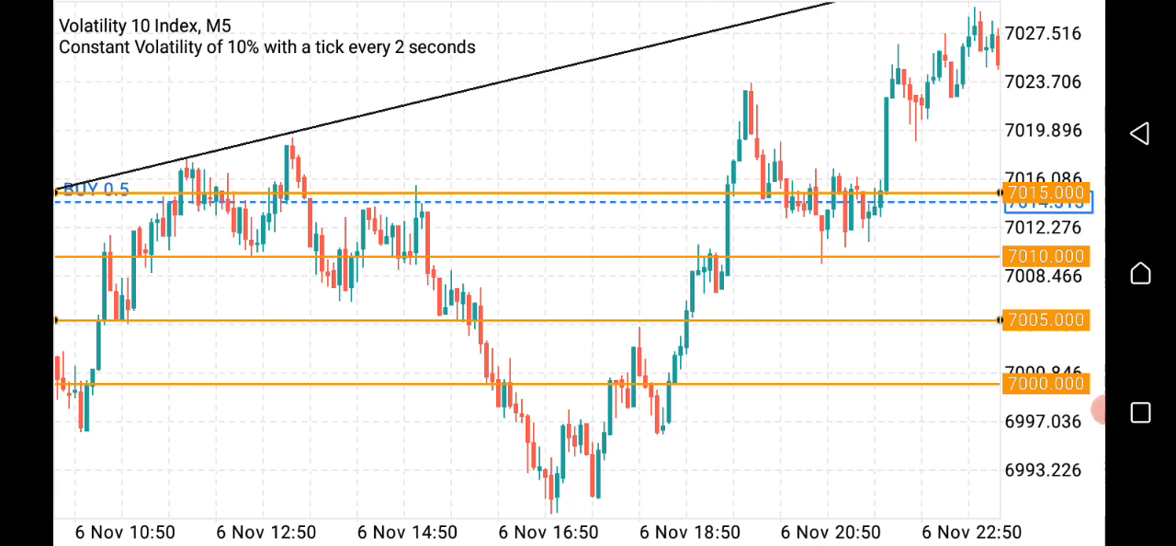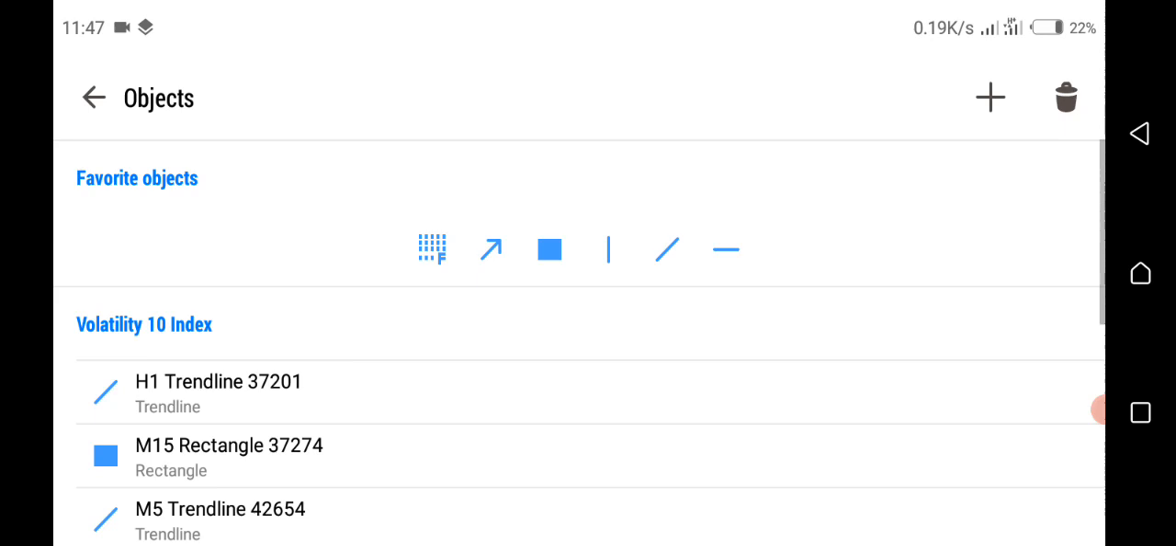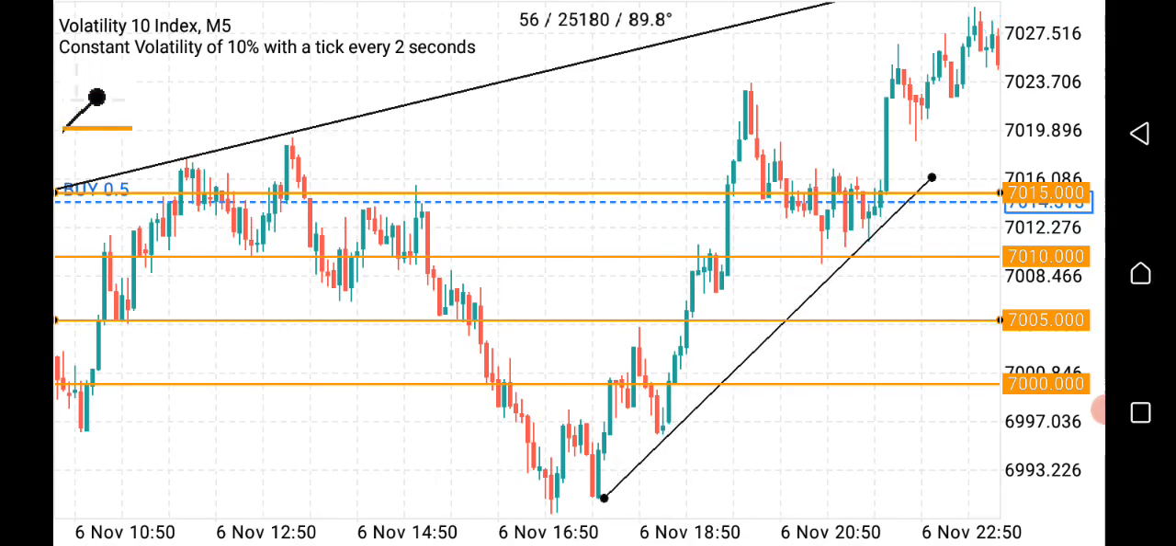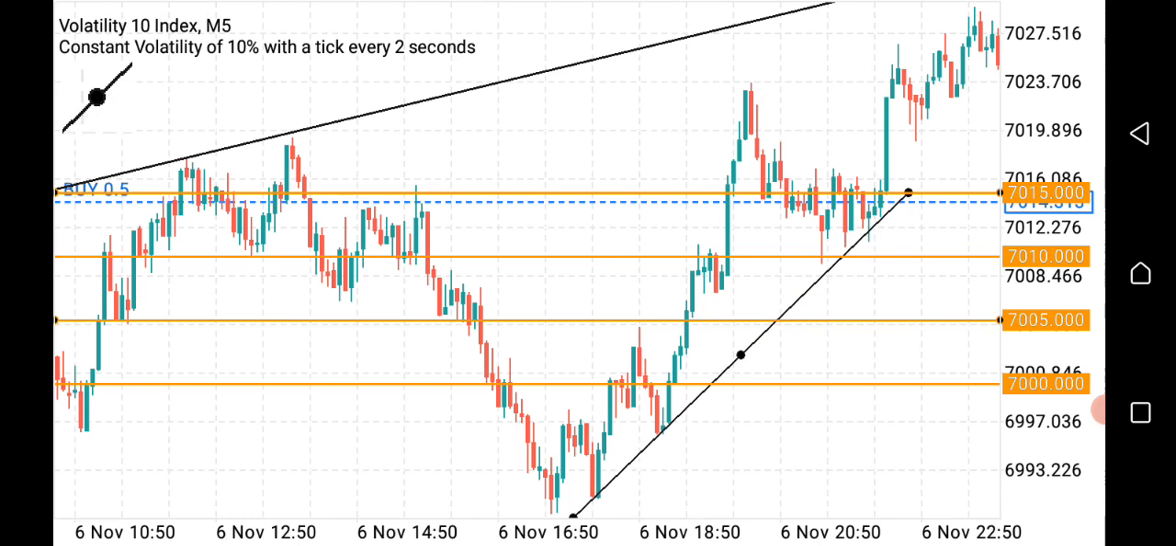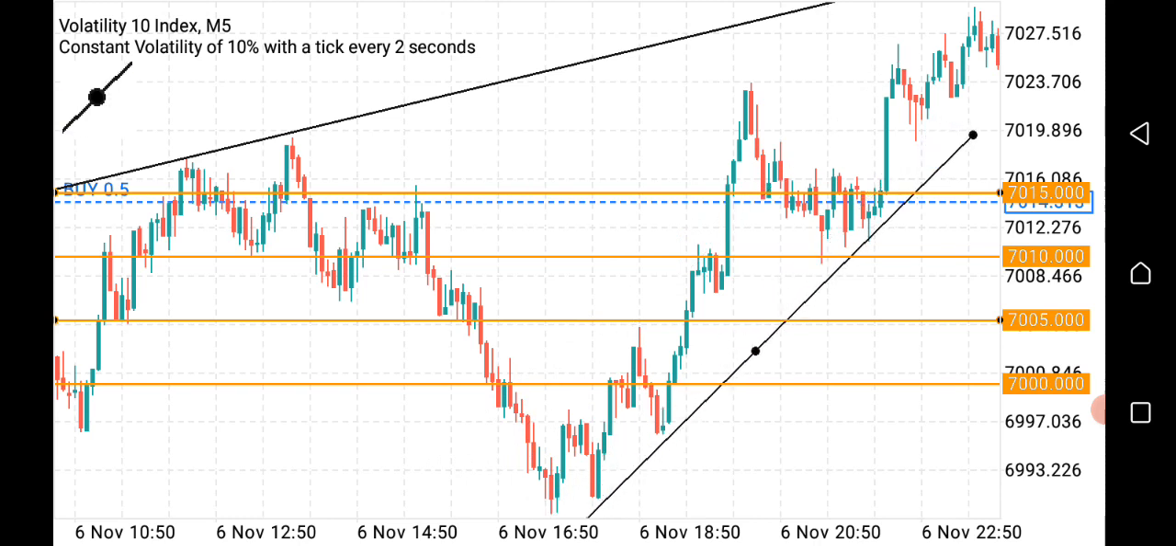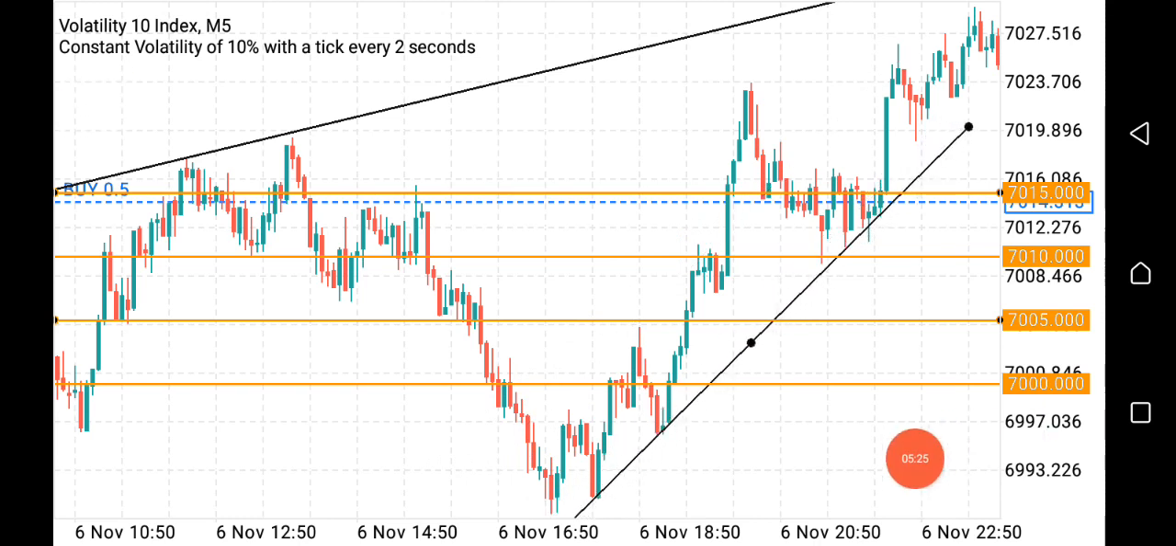Now if I bring up my trend lines, do you see this? Just a normal trend line. Whenever you want to draw your trend line, make sure you get at least 3 touches. 1, 2, and this is the third touch.